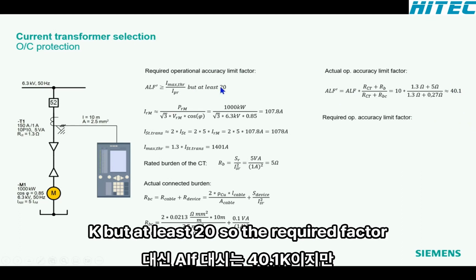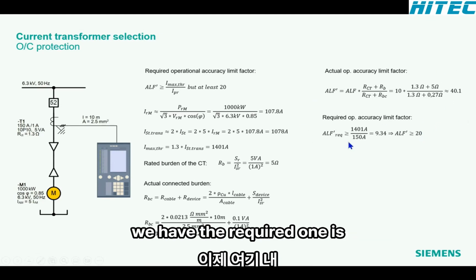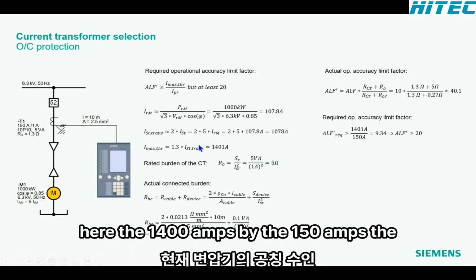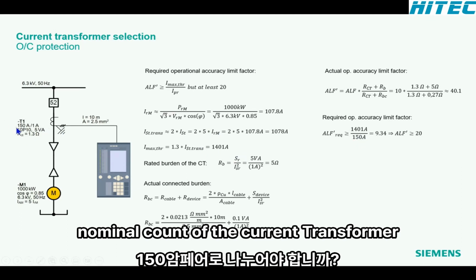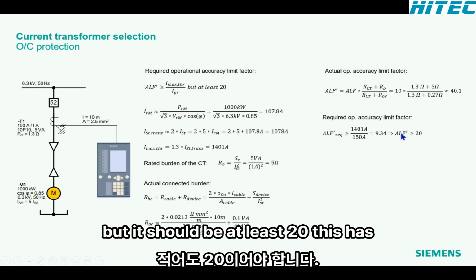Okay, but at least 20. So the required factor is at the end 20. So sorry, this is what we have. The required one is... I need to divide now my setting value here, the 1400 amps by the 150 amps, the nominal current of the current transformer, and then we get 9.34. But it should be at least 20.